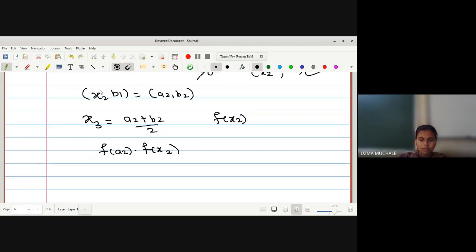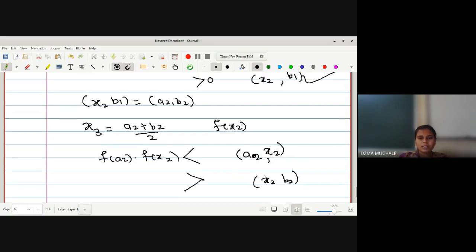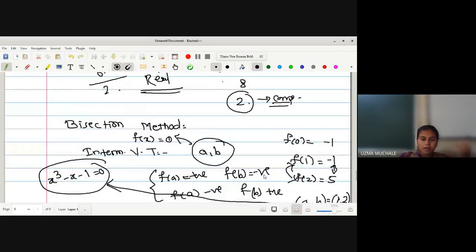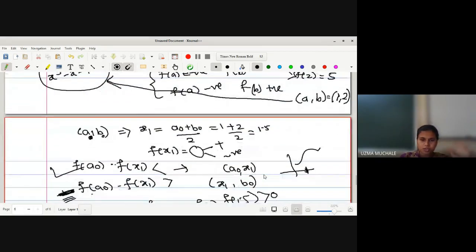Sorry, what is the interval we have chosen? a1 b1, a2 b2, correct. So we have to check the value of this one. It may be greater than 0 or less than 0. If it is less than 0, by intermediate value theorem, the root lies in the interval a2 to x2. And if it is greater than 0, the root lies in x2 to b2. Okay, the same procedure we have to apply up to 5 or 6 iterations. No doubt you are not going to get the exact answer. Here we will get the approximate answer after 6 or 7 iterations.